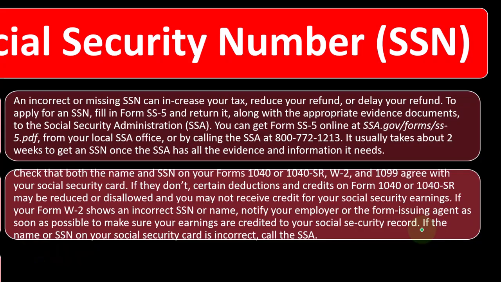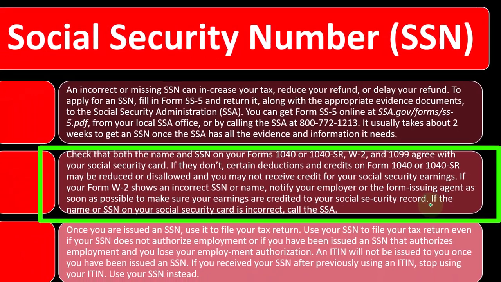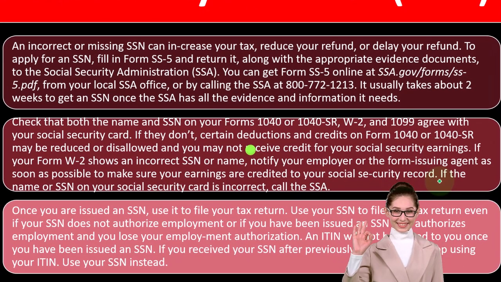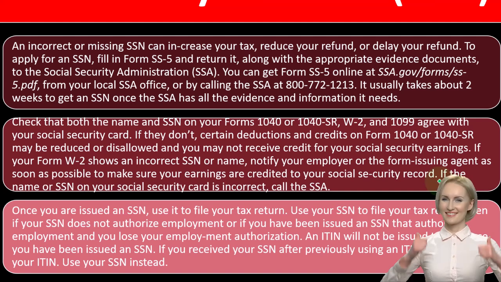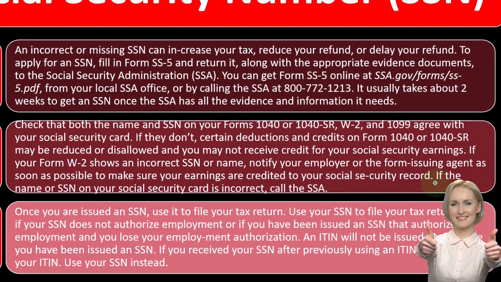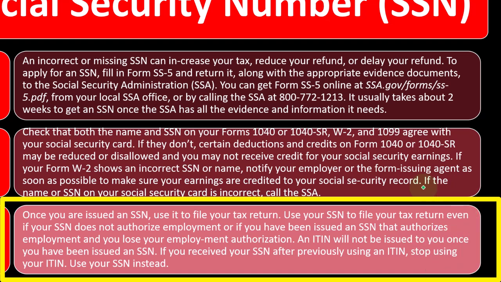So if the name or Social Security number on your Social Security card is incorrect, you can call the SSA. Once you are issued an SSN, use it to file your tax return. Use your SSN to file your tax return, even if your SSN does not authorize employment, or if you have been issued an SSN that authorizes employment and you lose your employment authorization. An ITIN will not be issued to you once you have been issued an SSN.